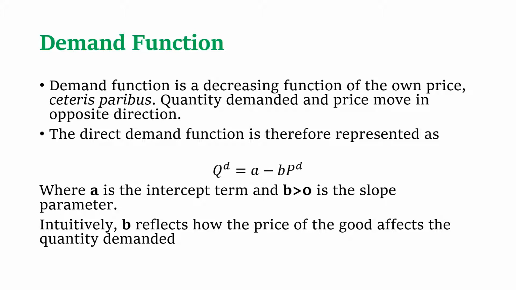So the direct demand function is therefore represented as QD equals A minus B times PD, where A is the intercept term, and B, which is greater than 0, is a slope parameter. Remember, B is positive there, okay? But because of that negative sign, it means when price goes down, demand will increase, right? So intuitively, B reflects how the price of the good affects the quantity demanded.